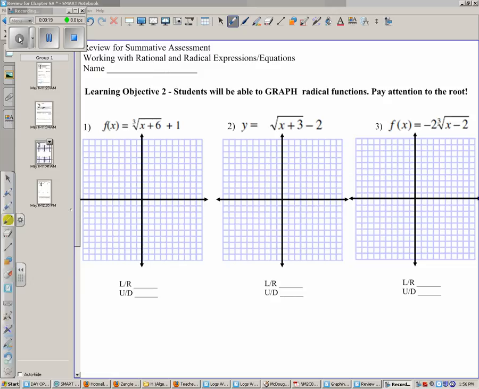cheat sheet, I will be graphing just, for instance, on number 1, the cubed root of x, on number 2, the square root of x, and on number 3, -2 times the cubed root of x, okay? But other than that, I'm ready to go. So the first thing I'm going to do is identify my left-right number. So on number 1, the left number is -6, and the up-down number is 1. The way I remember the left-right number is R for right and R for root.